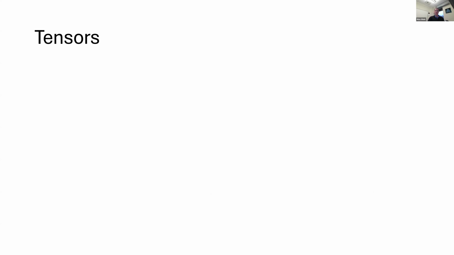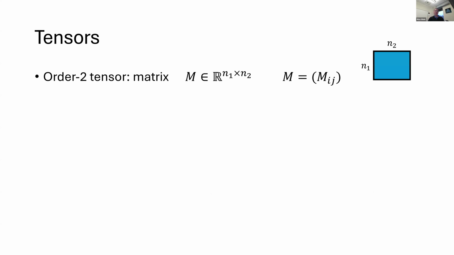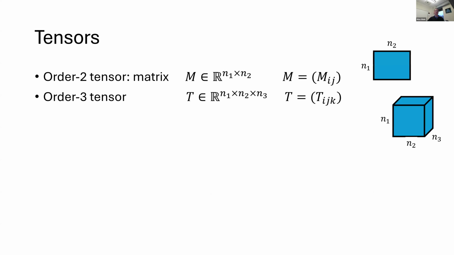So I need to first tell you what a tensor is. A tensor is a multi-way array of numbers. So an order 2 tensor is just a matrix. An order 3 tensor is like an n1 by n2 by n3 cube full of numbers, and so on.